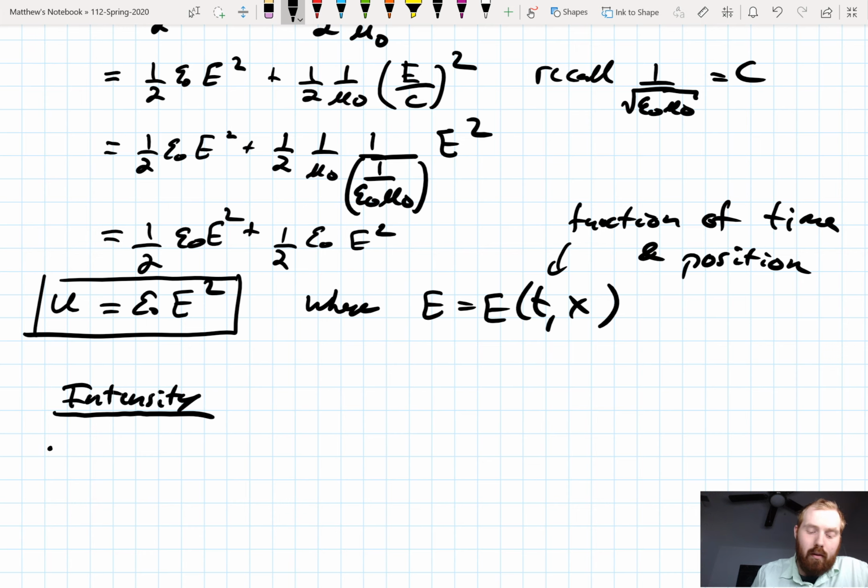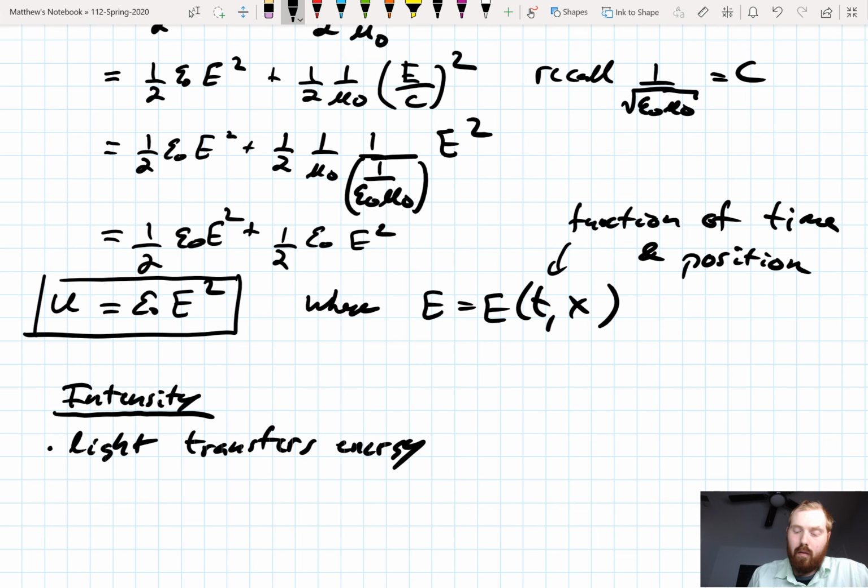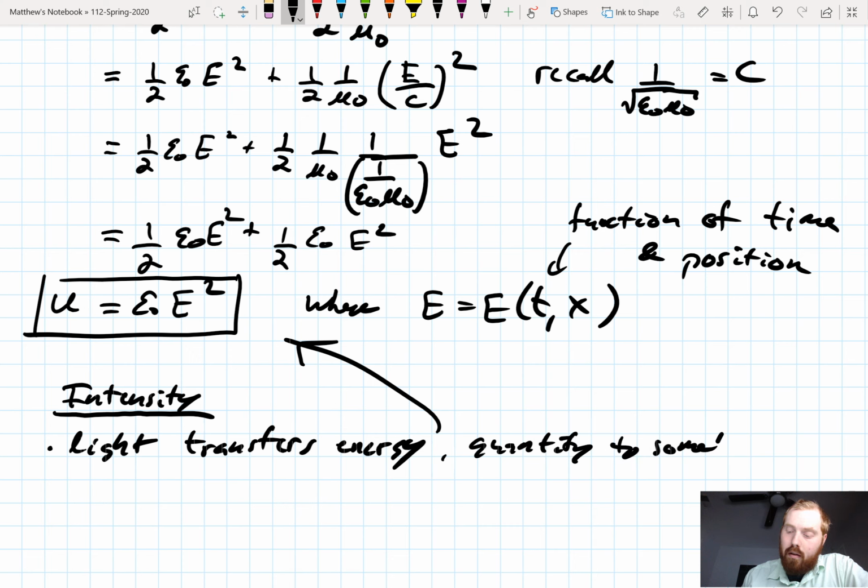Right? So we can say that light transfers energy. We know how much energy it transfers. It's just the energy per volume. So we know how much it transfers energy, but let's quantify this further. Let's quantify this as something that's easier to measure and relate to. So we're gonna go back to our abstract and then work our way down.